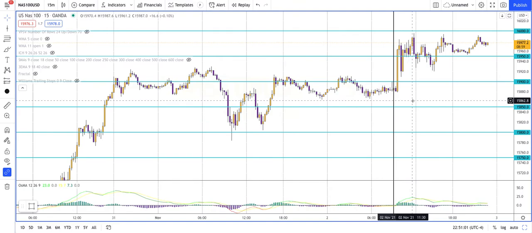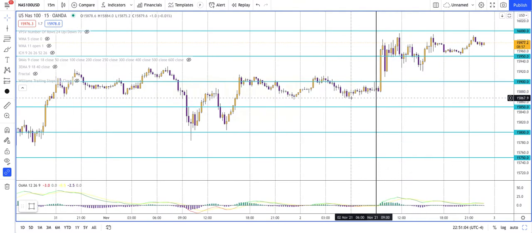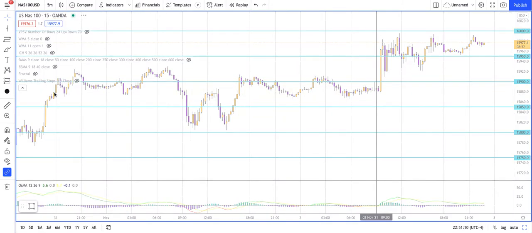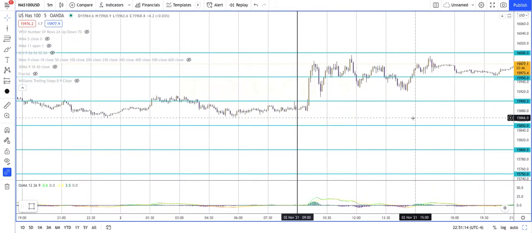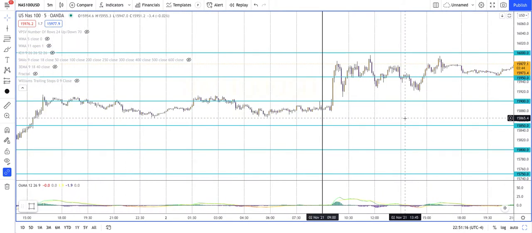But what we're going to do is be patient. So the 15-minute chart is not where I would want to enter. I want to go ahead and enter in on the 5-minute chart, all right? So I go down to the 5-minute chart, and I'm going to be watching this like a hawk.